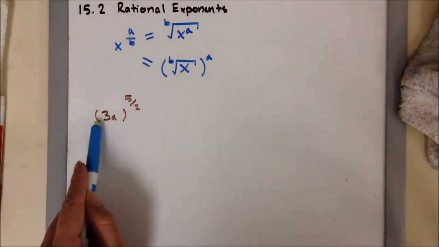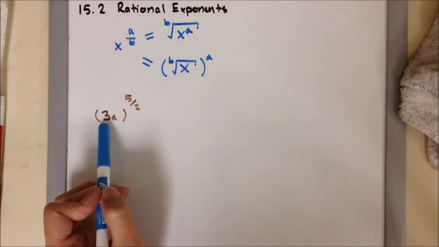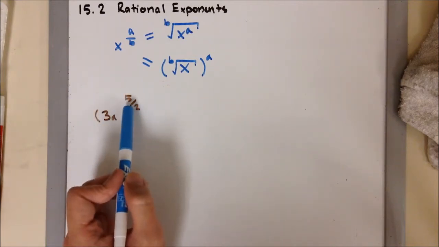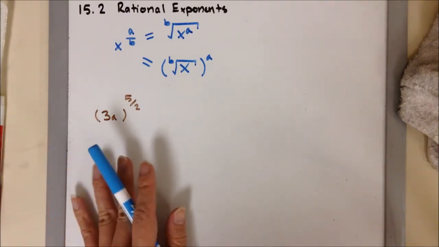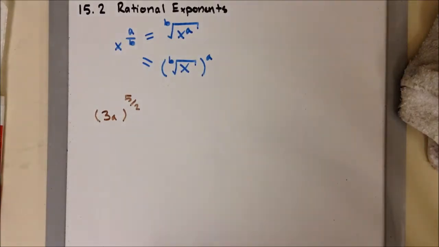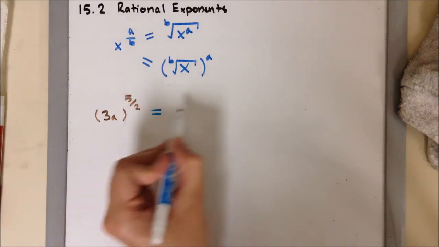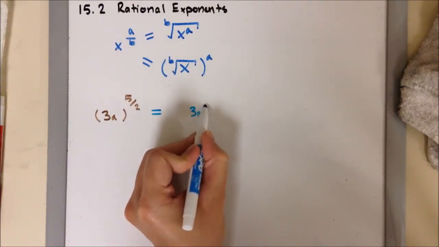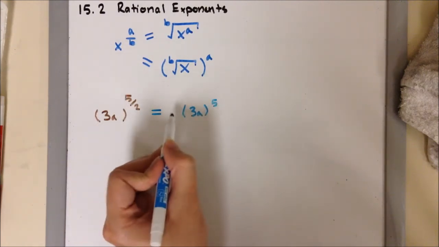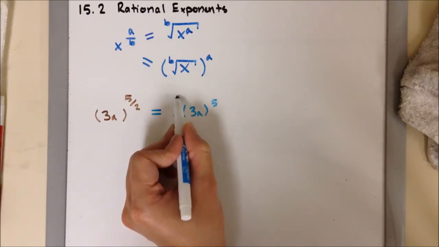In this example, we have 3a to the power of 5 over 2. Now in this example, we have the 3 and the a together in parentheses where the 5 over 2 applies to both. So that means that we should include our parentheses in our final answer for radical form. So let's rewrite it. I'm going to use the first form. Now we're going to have 3a in parentheses. The numerator will be the exponent on the 3a, while the 2, the denominator, will be the index of the radical, meaning square root.